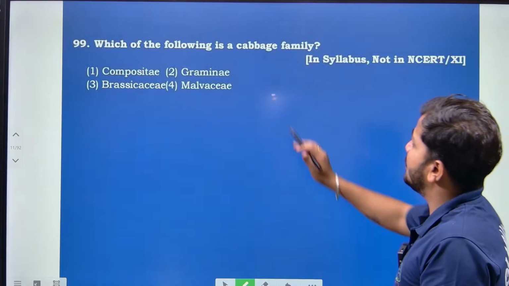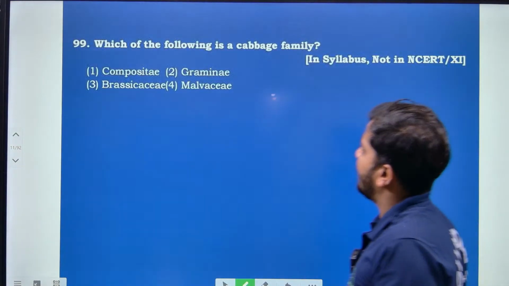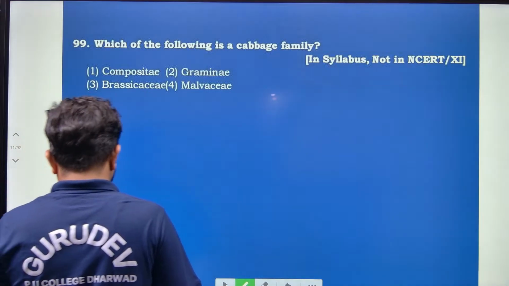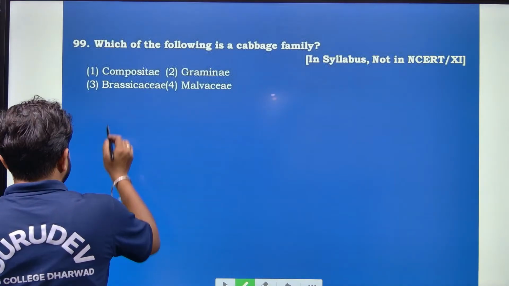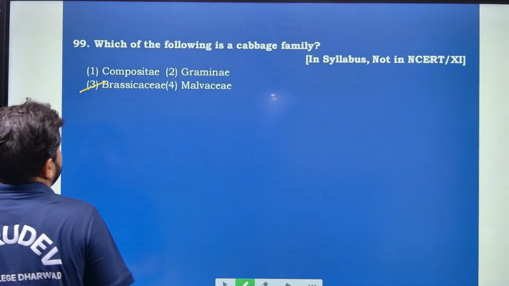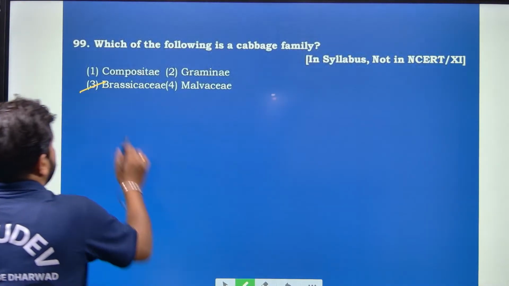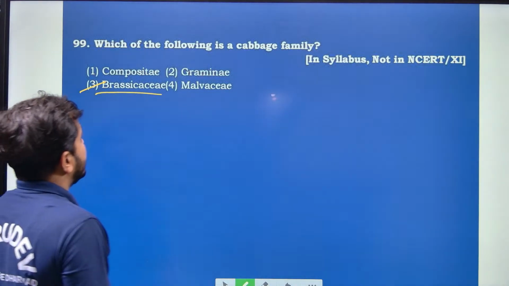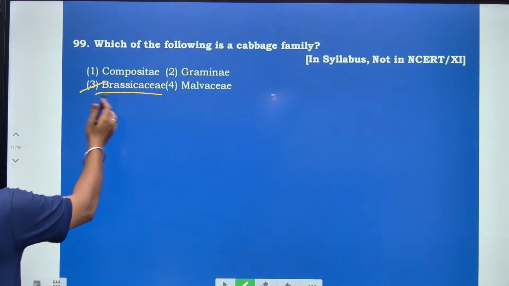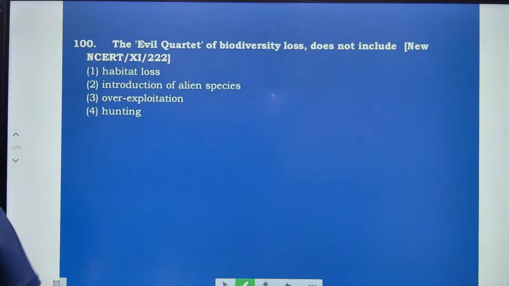Then which of the following is a cabbage family, right? So it is a direct question. Brassicaceae or Cruciferae is the cabbage family, right? Brassicaceae or Cruciferae is nothing but the family of cabbage here. So option 3 is correct, right?